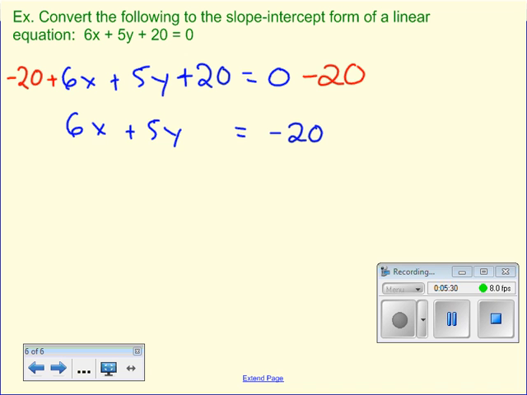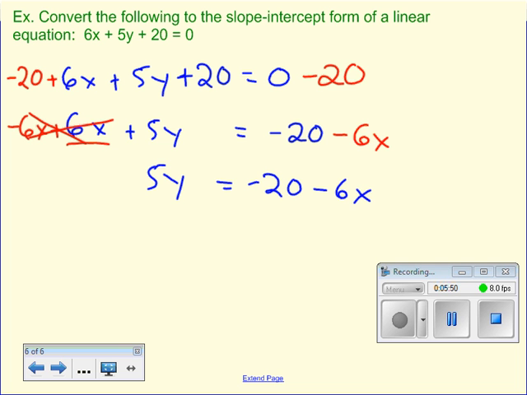Just like before, I'm going to get rid of my 6x here. So I have negative 6x plus 6x. Again, negative 6x over here. These cancel out. And I'm left with 5y equals negative 20 minus 6x. But I'm not done. I still have this coefficient here, this b coefficient, which is equal to 5. So to get rid of that, do the opposite. This is 5 times y, so I'll have to divide by 5. But I'll have to divide by 5 on both sides. So whatever I do to one side, I have to do to the other.